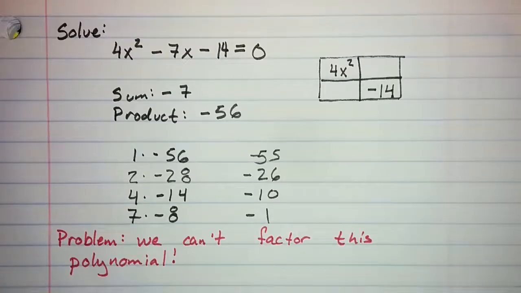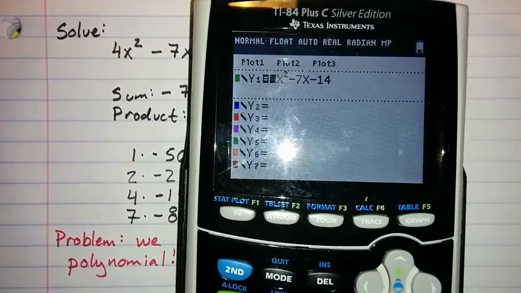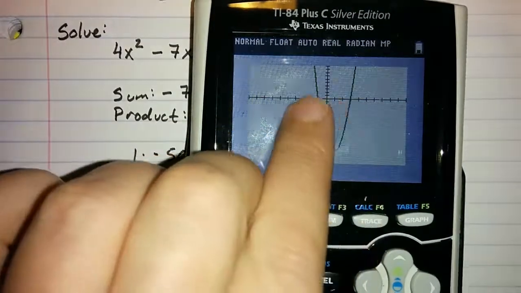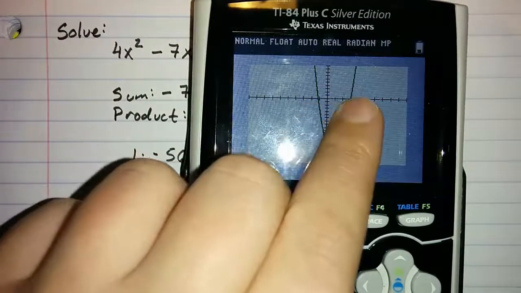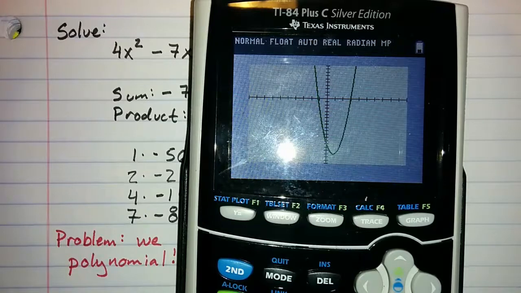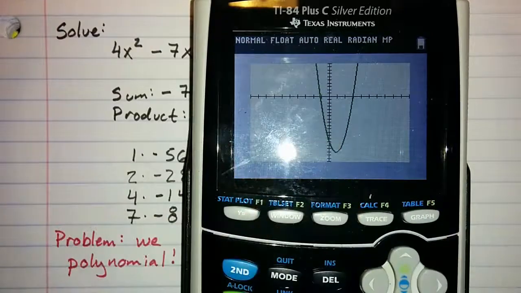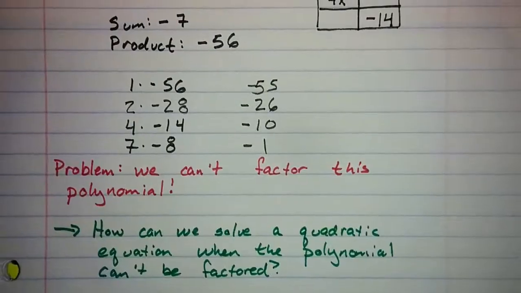Well, wait, no. Because look here. If I look at the graph of y equals 4x squared minus 7x minus 14, I see that there are 2 points where y equals 0. There are 2 points where 4x squared minus 7x minus 14 is equal to 0. I just don't know what they are. And looking at this graph, it looks like they aren't going to be nice whole numbers either. So our problem then is, how can we solve a quadratic equation when the polynomial can't be factored?